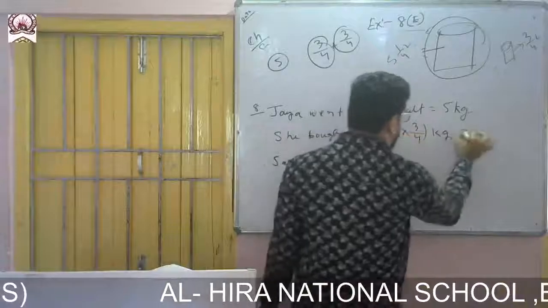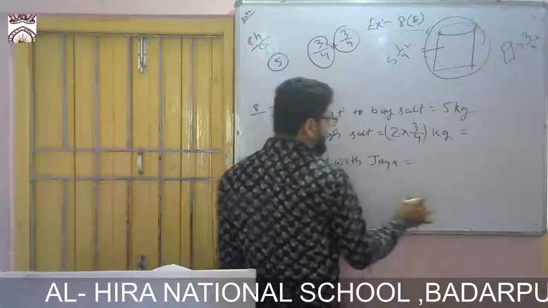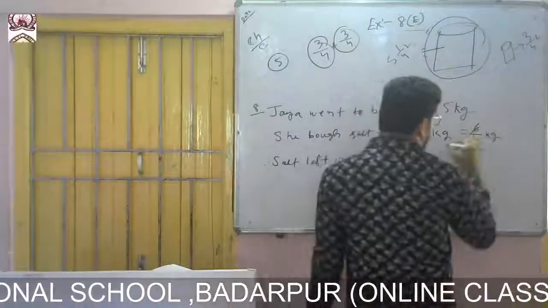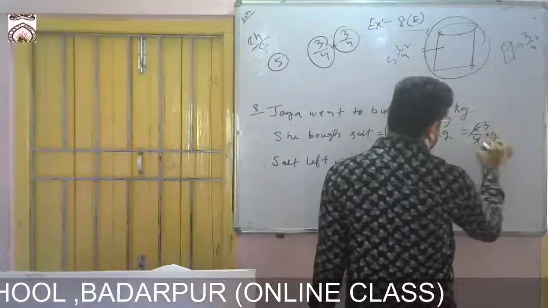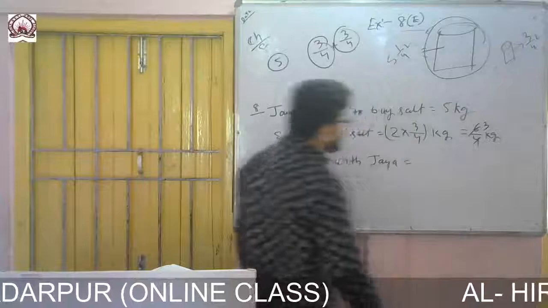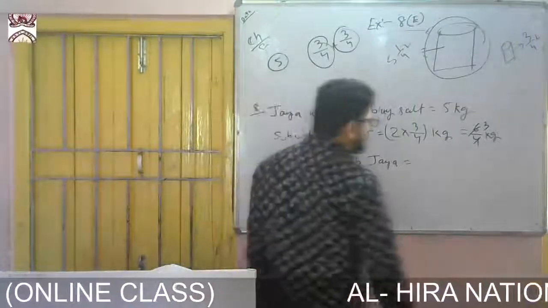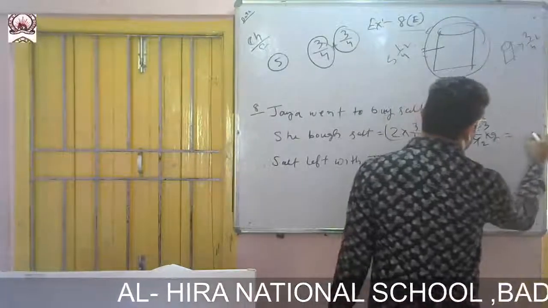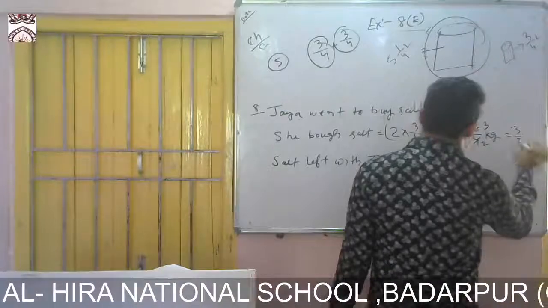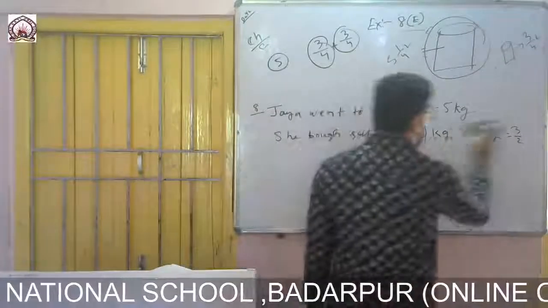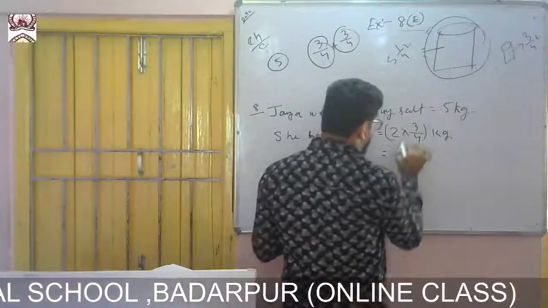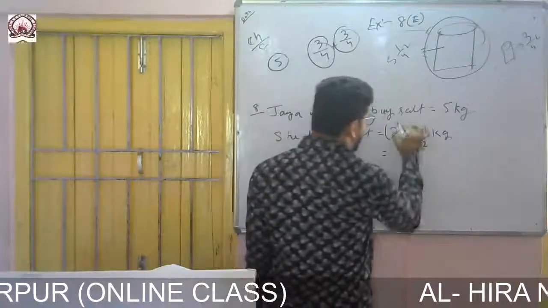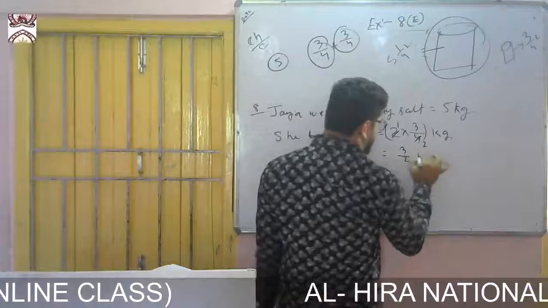Okay, so if you multiply, 3 2s are 6, then 6/4 kg. So this one I can cancel like this. 3 2s are 6, 2 2s are 4. So it will be 3/2. So you solve this one first. Write like this: 3 2s are 6, or you can cancel. 2 1s are 2, 2 2s are 4. So 3/2 kg remains.